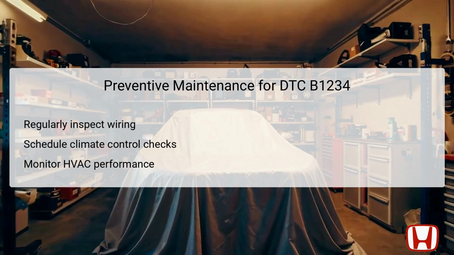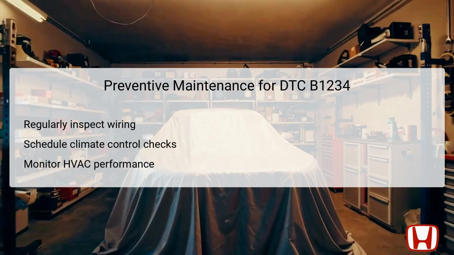Preventive maintenance plays a key role in avoiding issues like DTC B1234. Regular inspections of the wiring and connectors related to the air mix control motor can help detect potential problems early. Scheduling routine checks on the climate control system ensures any developing faults are addressed before they lead to significant failures. Additionally, maintaining awareness of the heating, ventilation, and air conditioning (HVAC) system performance can alert drivers to any inconsistencies in operation. By recognizing signs of trouble early, drivers can take proactive steps, thereby minimizing repair costs and maintaining overall vehicle comfort.